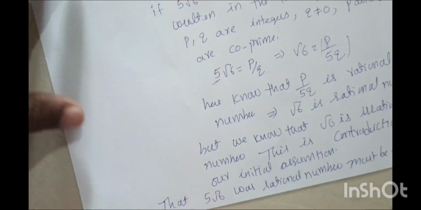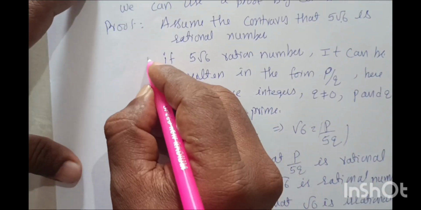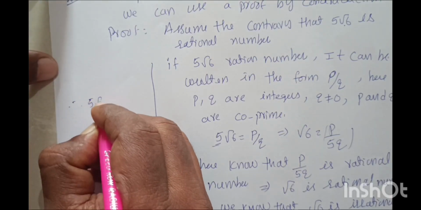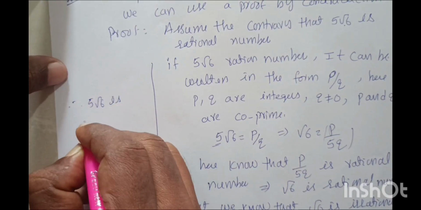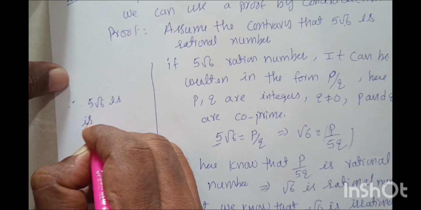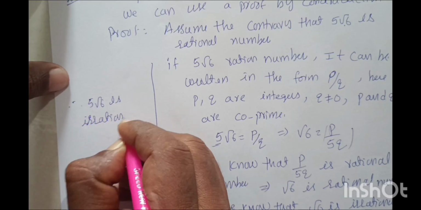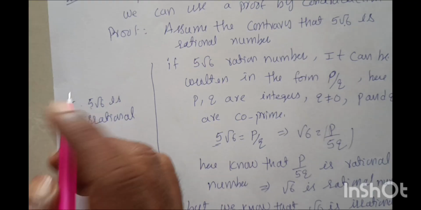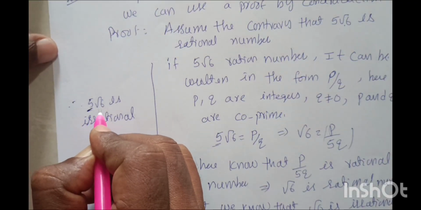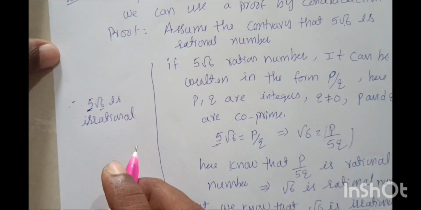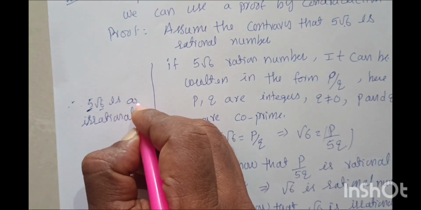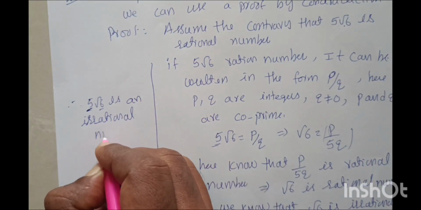Therefore 5 root 6 is an irrational number. We know that the product of a non-zero rational number and an irrational number is always an irrational number. Therefore 5 root 6 is an irrational number.